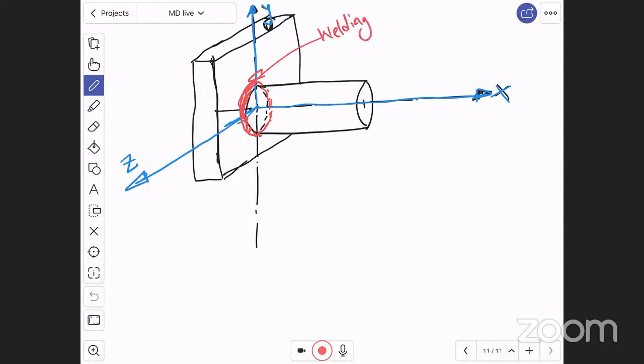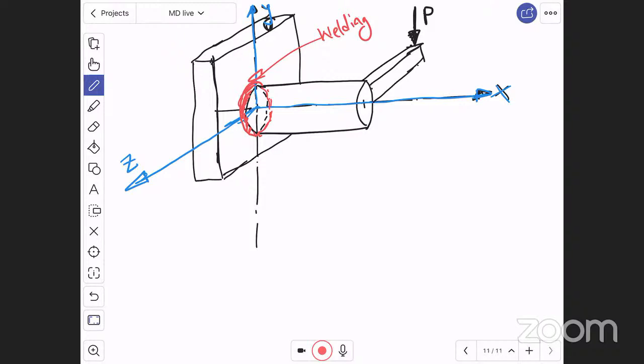Welding. Let us say for this pipe, I will attach one more link like this. One more link is attached to the pipe. And on this link, I apply a force P along the y direction, like this.